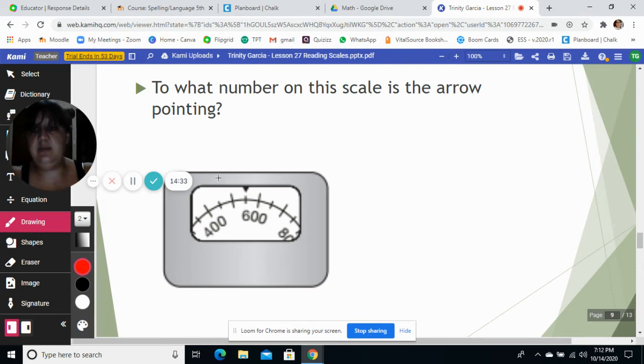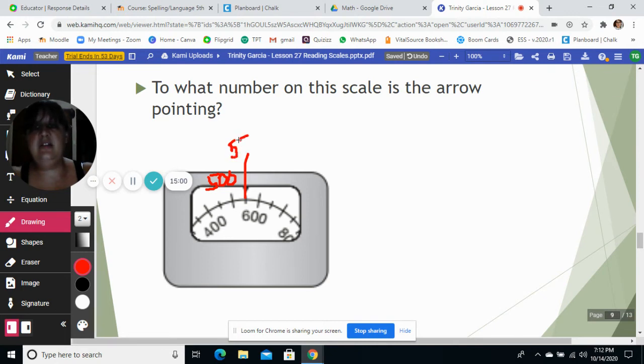Okay, so if this one is 500, because we're going up, right, from 400, and we haven't got to 600 yet, so this line is 500, but our arrow is over here on this little line, so we would say this line is 500 and what? 550.